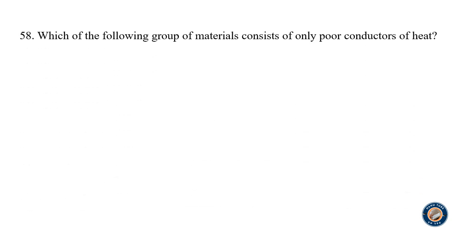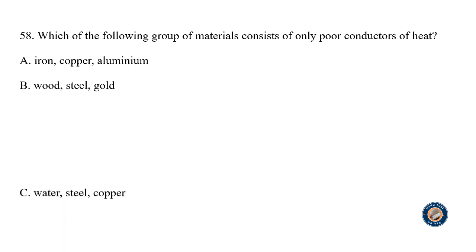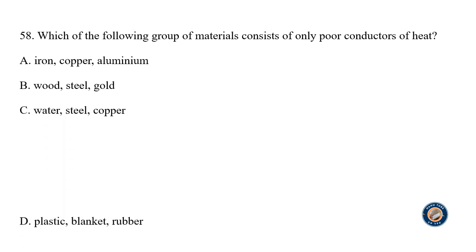Question number 58. Which of the following groups of materials consists of only poor conductors of heat? A. Iron, copper, aluminum. B. Wood, steel, gold. C. Water, steel, copper. D. Plastic, blanket, rubber.